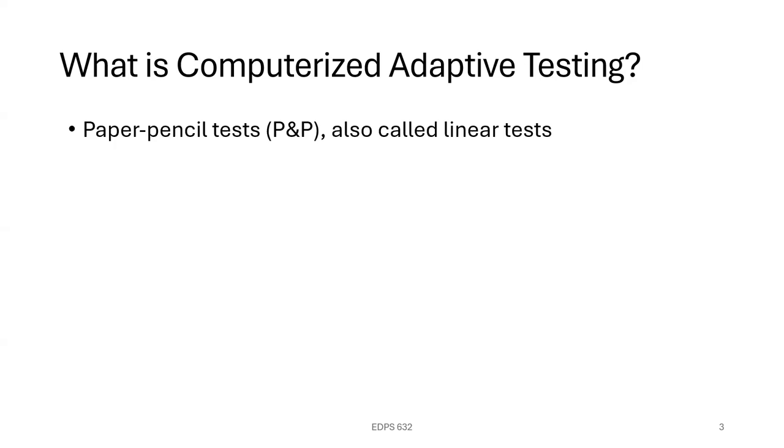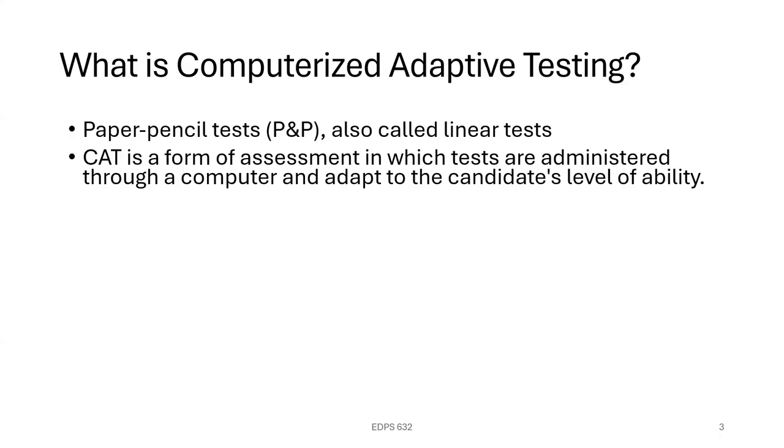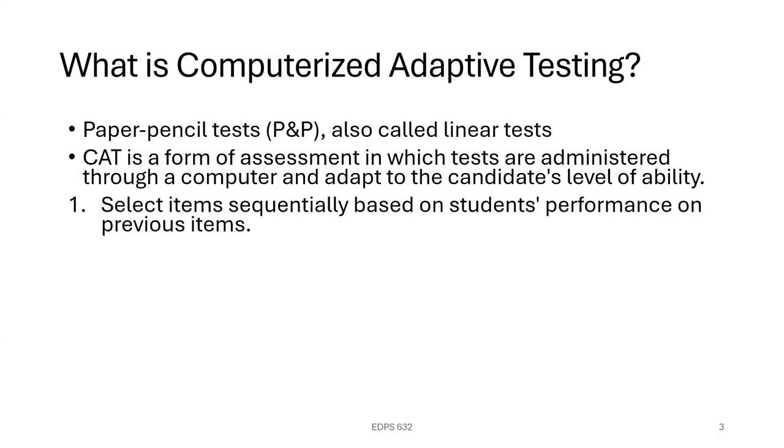Everyone here has taken so many exams, but most of them we call linear tests. Linear means the sequence of the question order is fixed, such as a paper-pencil test. CAT is a new form of assessment in which tests are administered through a computer and adapt to candidates' ability level. So we should have algorithms. That algorithm will select items sequentially based on the student's performance. So this is a sequential test.